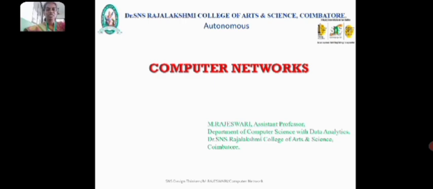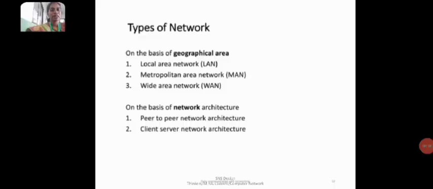In my today's session, we are going to see about computer networks. Types of network. There are commonly three types of networks available. On the basis of geographical area, the networks are divided into three types: local area network, metropolitan area network, and wide area network.